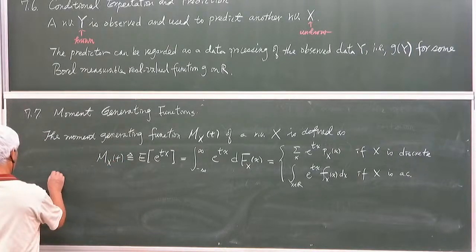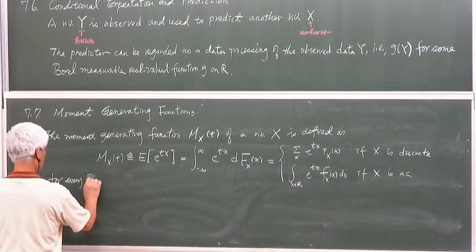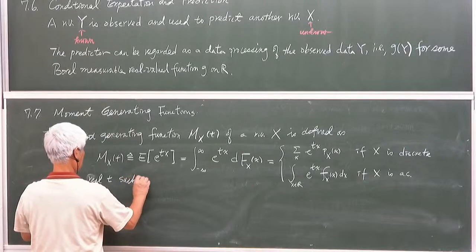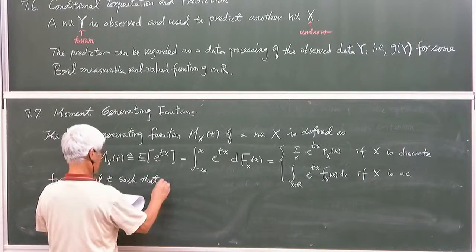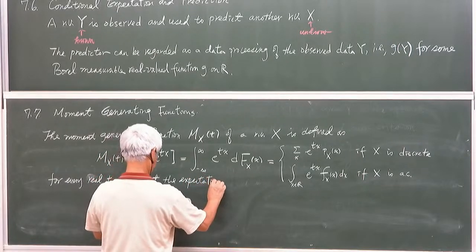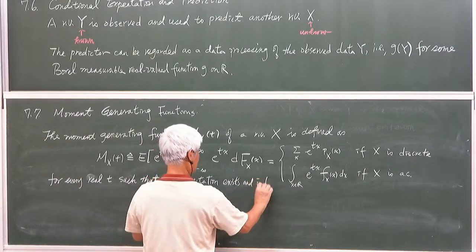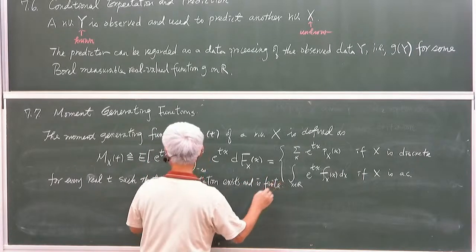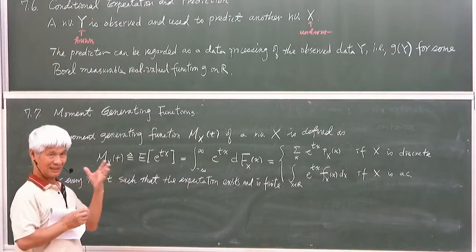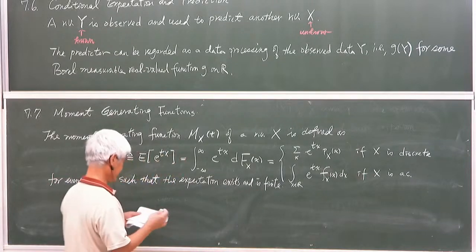All right, and we consider only real t such that the expectation exists and is finite, because we want this to become a function of t, so we need this to be a real value. So it must be a finite value.